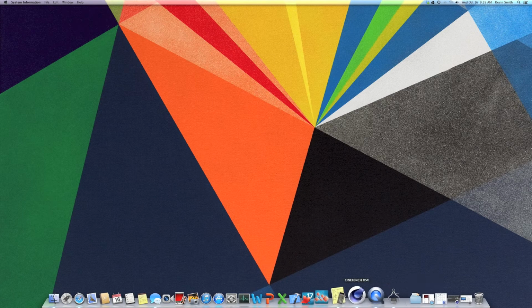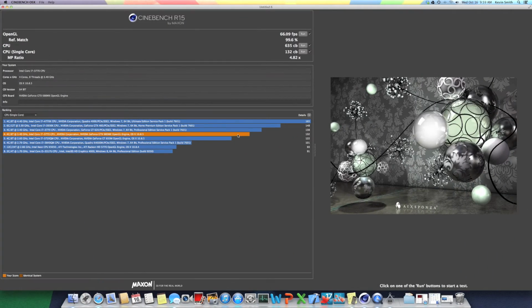So I just ran the Cinebench, all the different tests on here. I want to show how this computer stacks up against the late 2013 model with the new Haswell processor and the 4 gigabyte NVIDIA 780MX card. All right, so on this one, we're looking at the single core. We're looking at 132 CB, CPU is 635 CB, and the OpenGL ran at 66 frames per second.